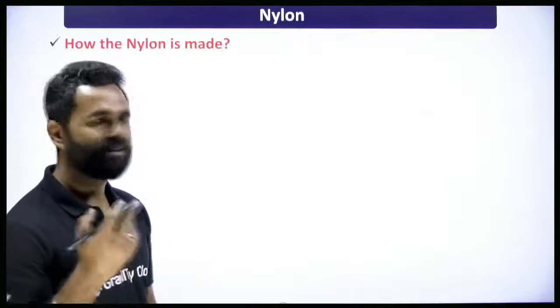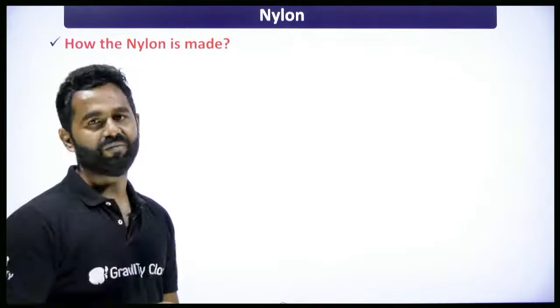Basically what happens, nylon is what? Nylon is a kind of synthetic fiber, right? And the nylon synthetic fiber is made up of two different types of chemicals.